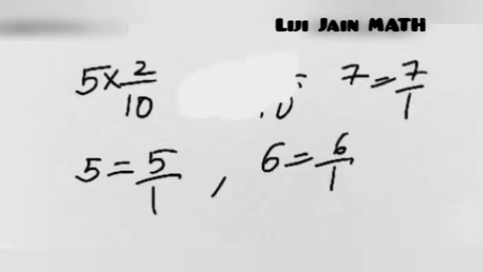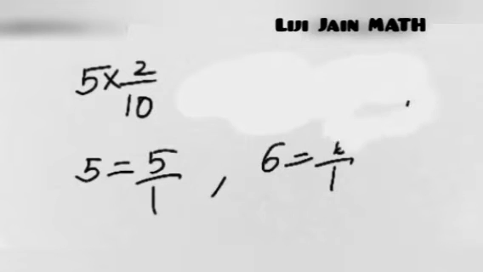Now, there is a chance of confusion. Don't think 5 into 2 by 10 and 5 2 by 10 are the same. Are they the same? Not at all. They are entirely different. 5 into 2 by 10 means what?